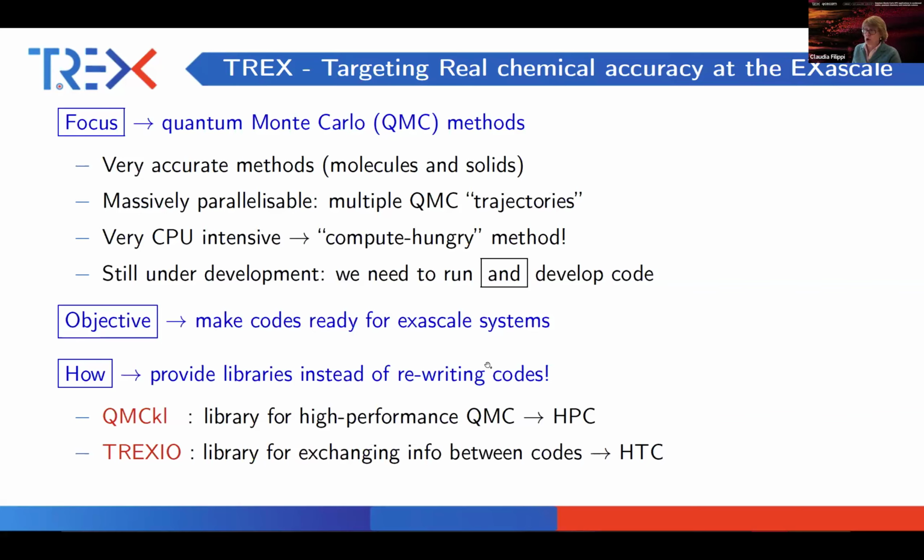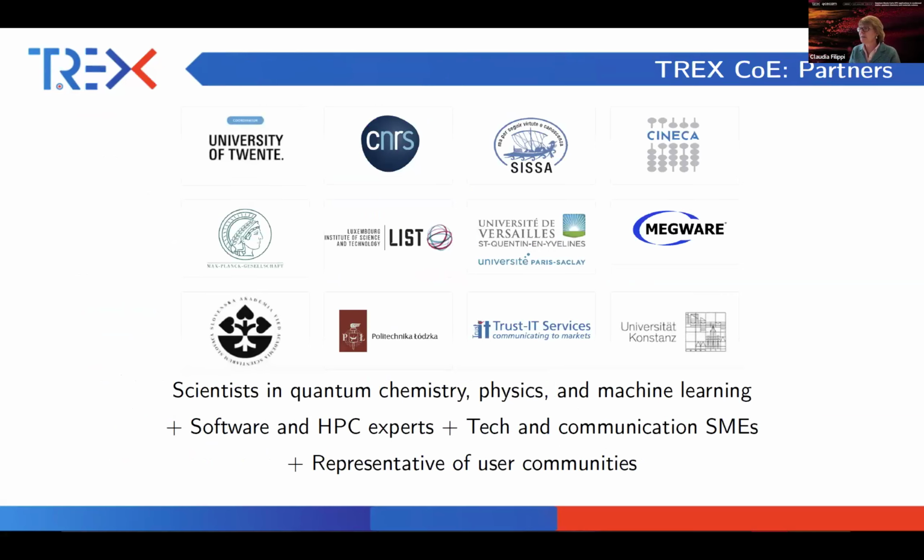There are various codes which we improved, but we also developed two libraries which take care of the high-performance part of our applications: in particular the QMCkl library for, indeed, most kernels of Quantum Monte Carlo, as well as TREXIO, which is a library handling the exchange of wave function information between different codes inside and outside TREX. So these are the partners.